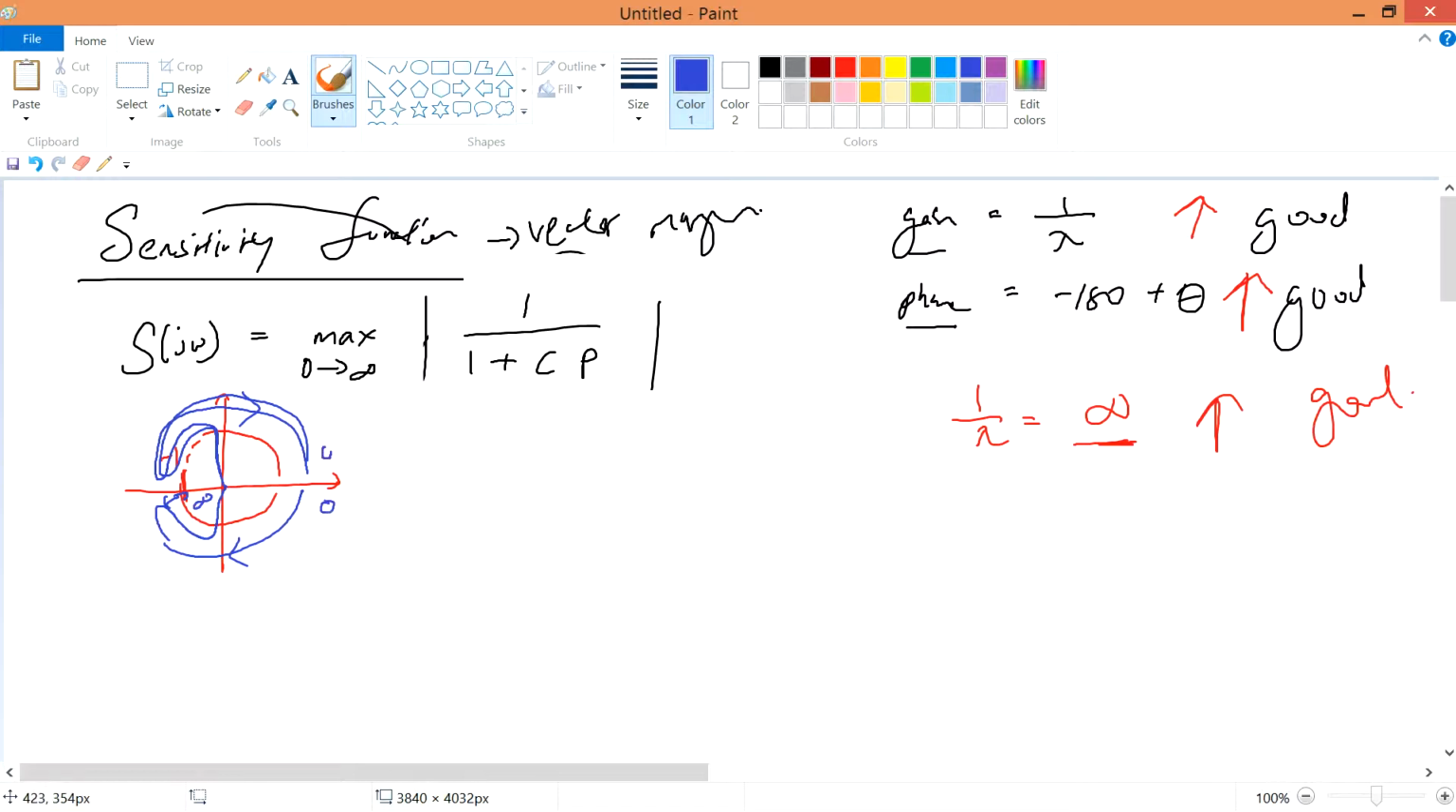This is from 0 to minus infinity, right? Sorry, it should be from 0 to minus infinity. So they just mirror each other. So I'm just taking 0 to infinity, which will do. Alright. What I want to convey is that at this certain frequency here, we have the sensitivity, S(jω), equal to a very high number.